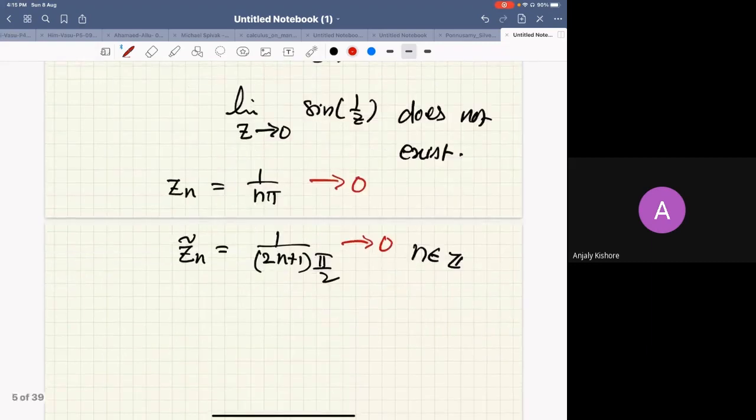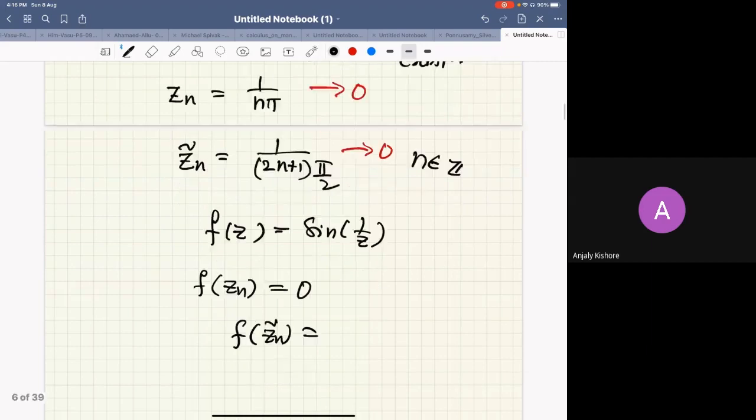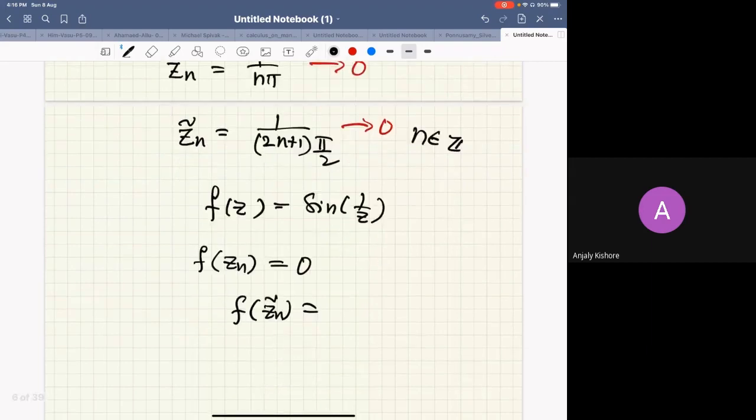But for f of z, if you take sine 1 by zn, what is f of zn? What is its value? Sine n pi, so 0. So f of zn tilde, how much is its value? That is 1, or rather minus 1 to the power of n.